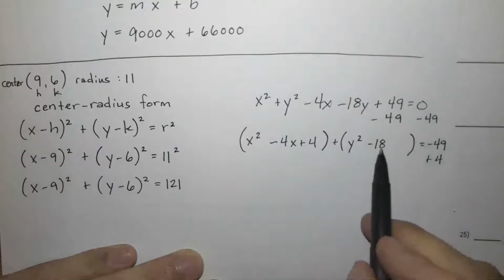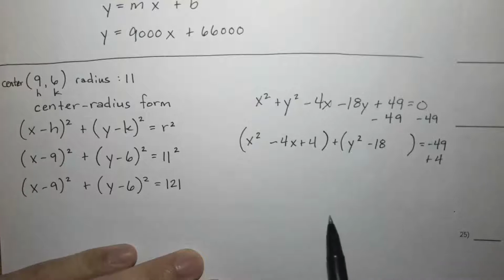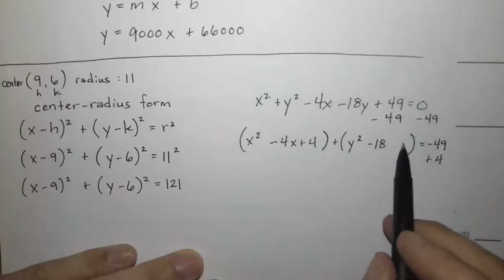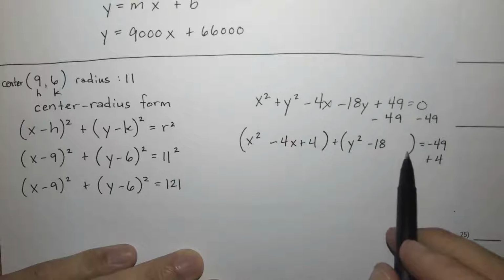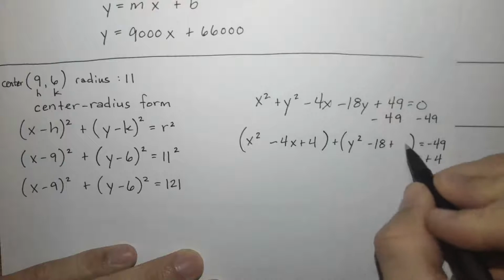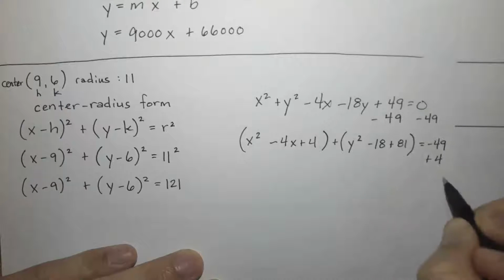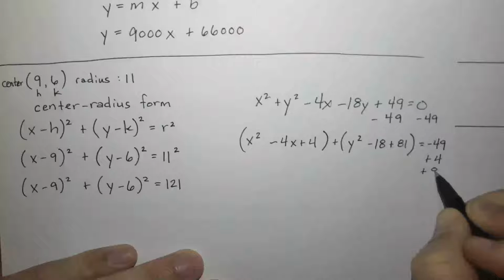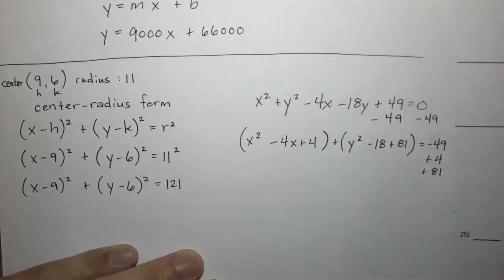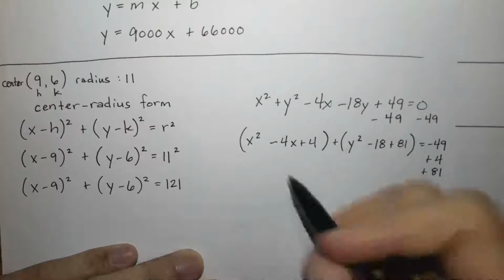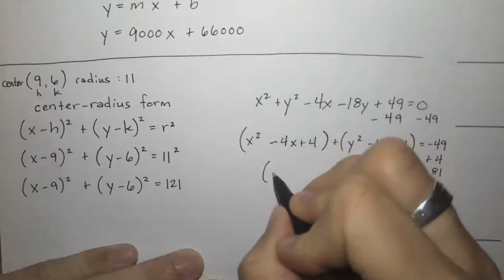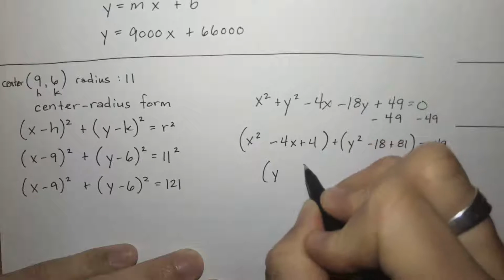Okay, we're going to do the same thing with this and take half of this. That's a negative 9. And then we're going to square it to put that number here. So negative 9 times negative 9, that is 81. So we're going to add 81 to this side. That way we maintain equality since we're just adding numbers into this. Now this forms a perfect linear square.